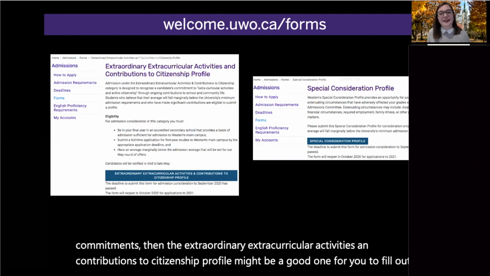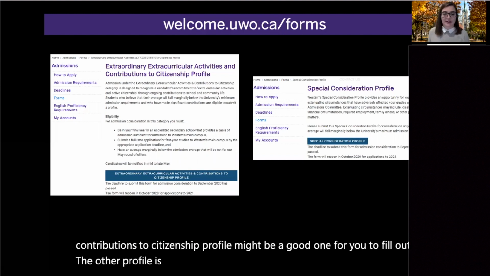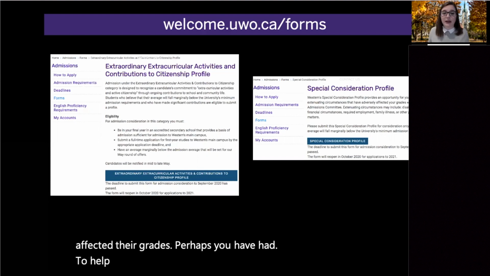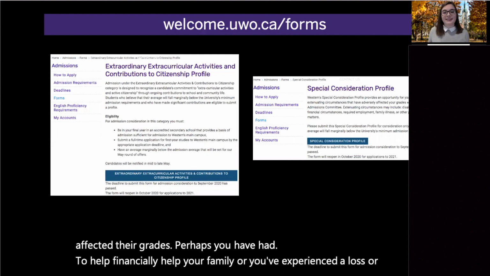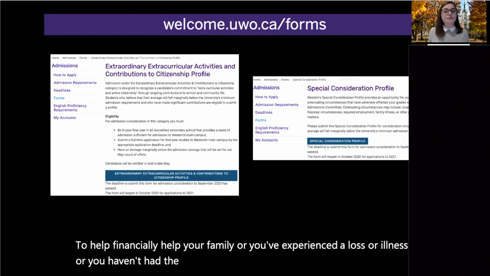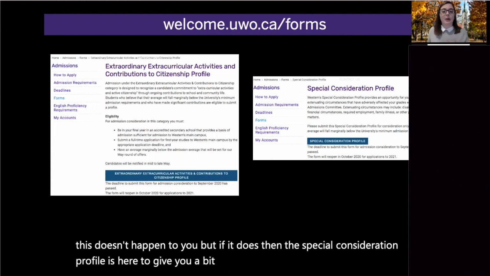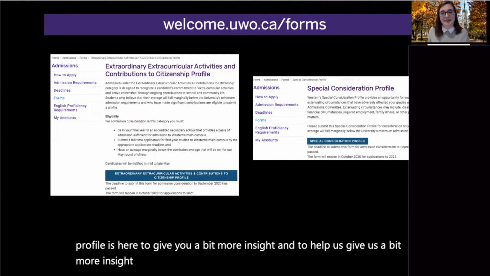The other profile is for students whose backgrounds or experiences have affected their grades. Perhaps you have had to financially help your family, or you've experienced a loss or illness, or you haven't had the same opportunities as your peers. We hope that this doesn't happen to you. But if it does, then the special consideration profile is here to help give us a bit more insight, really, into your academic potential beyond your grades.